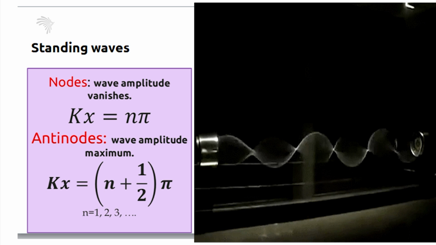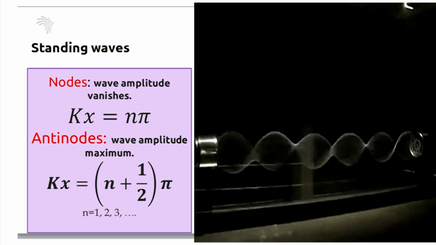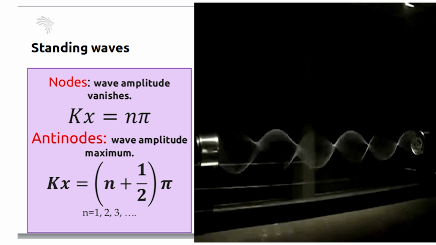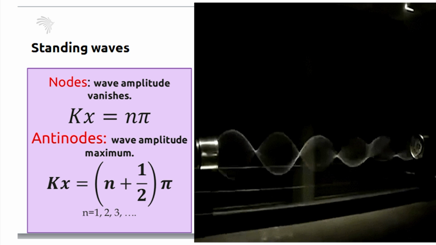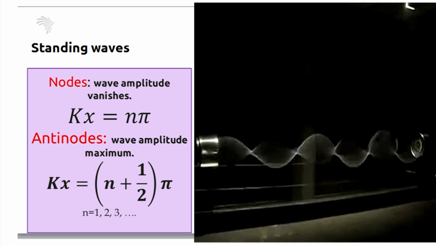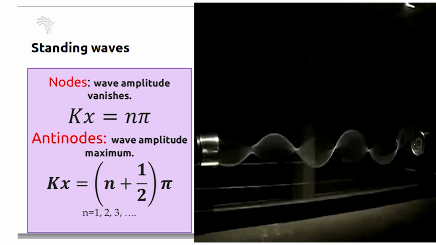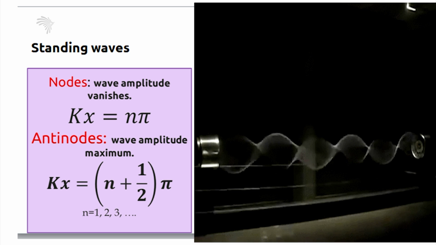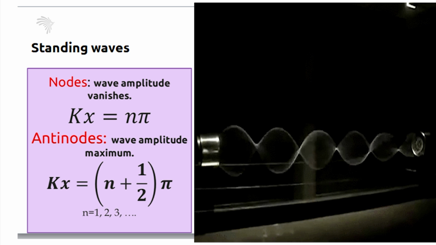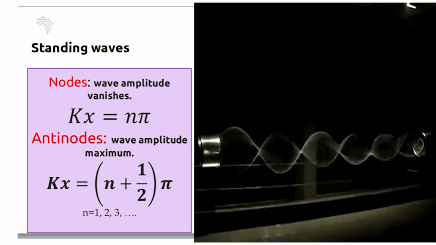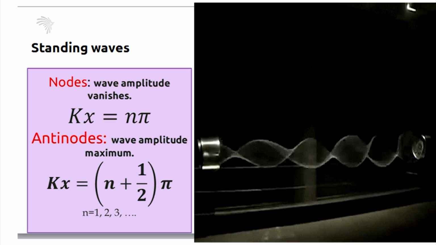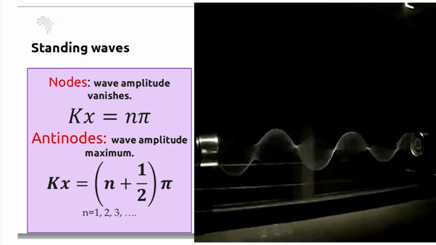Standing wave. A standing wave is an oscillation pattern with a stationary outline that results from the superposition of two identical waves traveling in opposite directions. Nodes are defined as positions where the standing wave amplitude vanishes. They occur whenever kx in the wave expression is equal to nπ, where n stands for 0, 1, 2, and 3.